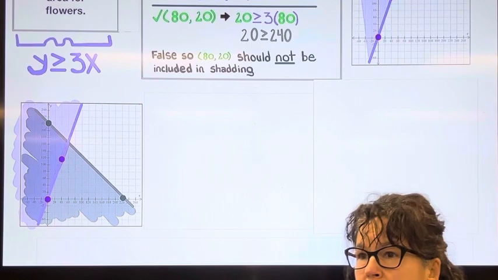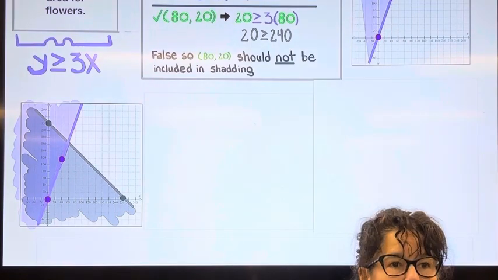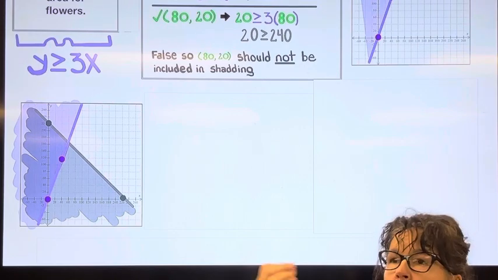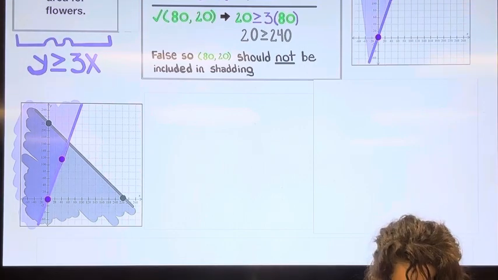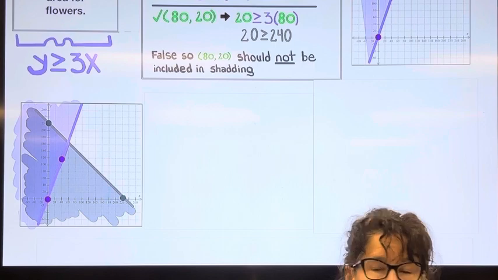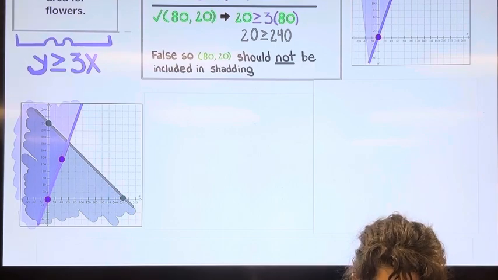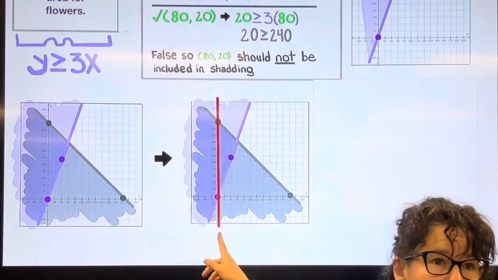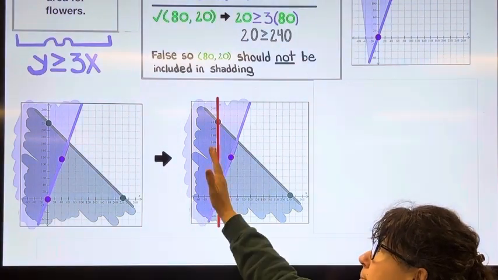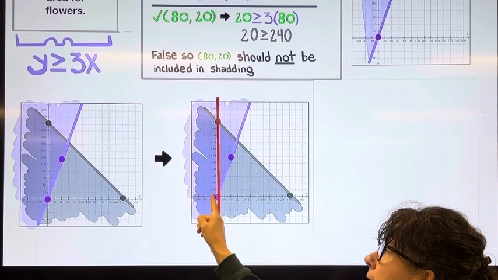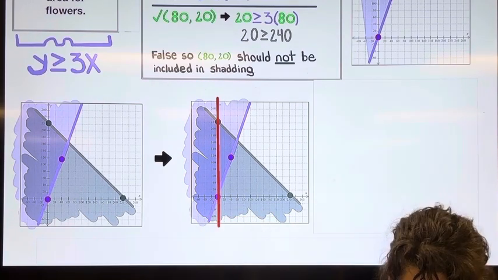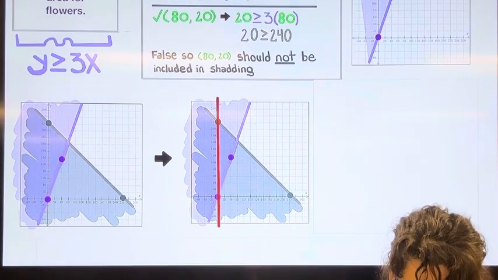But what's a little different in this story problem is you can't have a negative area for the flower garden or for the vegetables. So we need to stay in quadrant 1. So I'm going to draw in this extra line because I'm bounding that. I can't have negative x's.